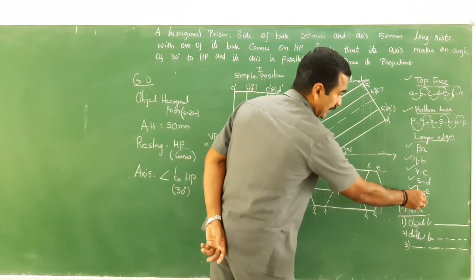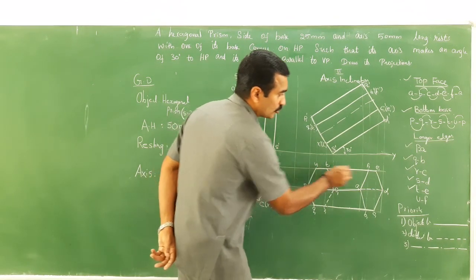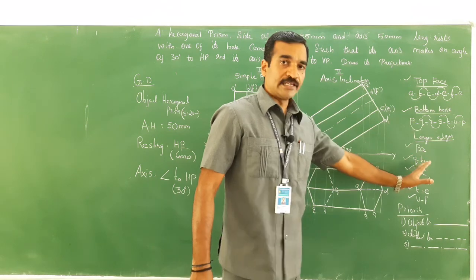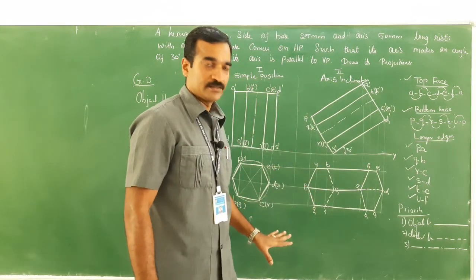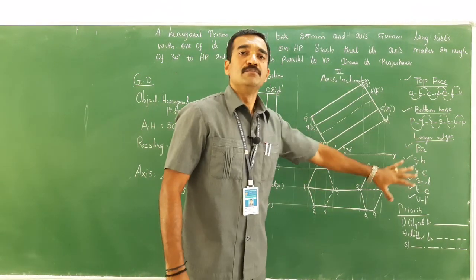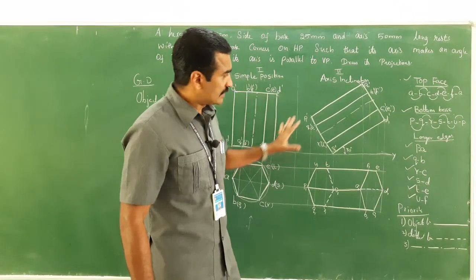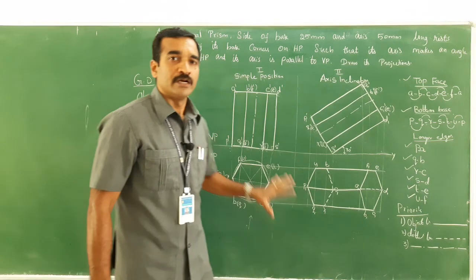Then what about the next, UF? UF is also covered while closing the boundary. So with this checklist, you can easily cross check if you have missed out anything. With this, I have finished the drawing here.